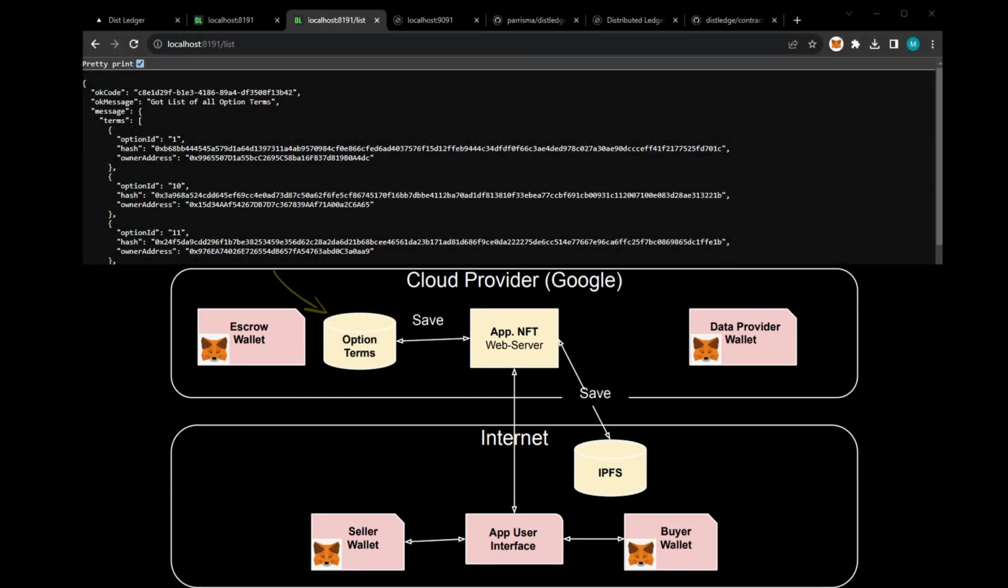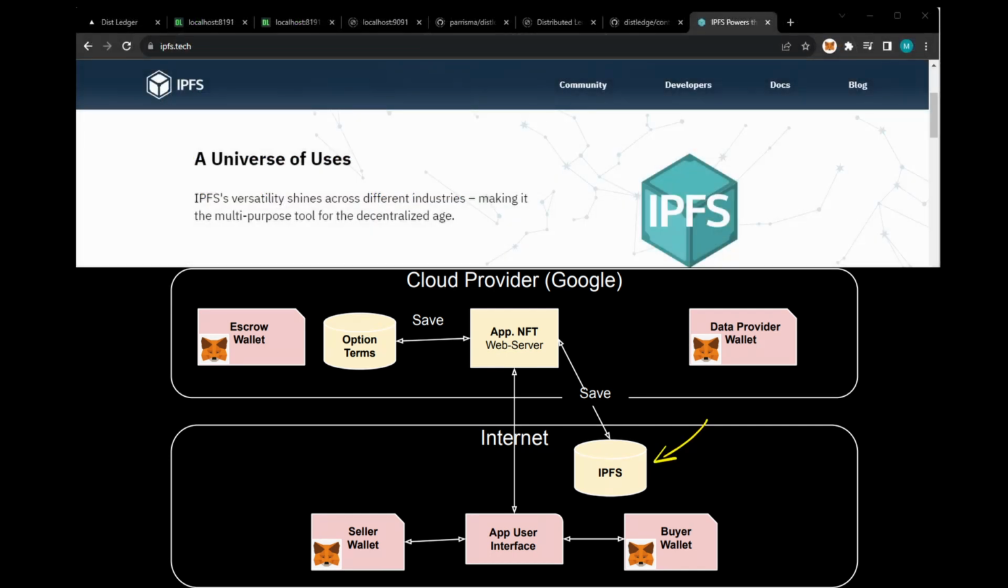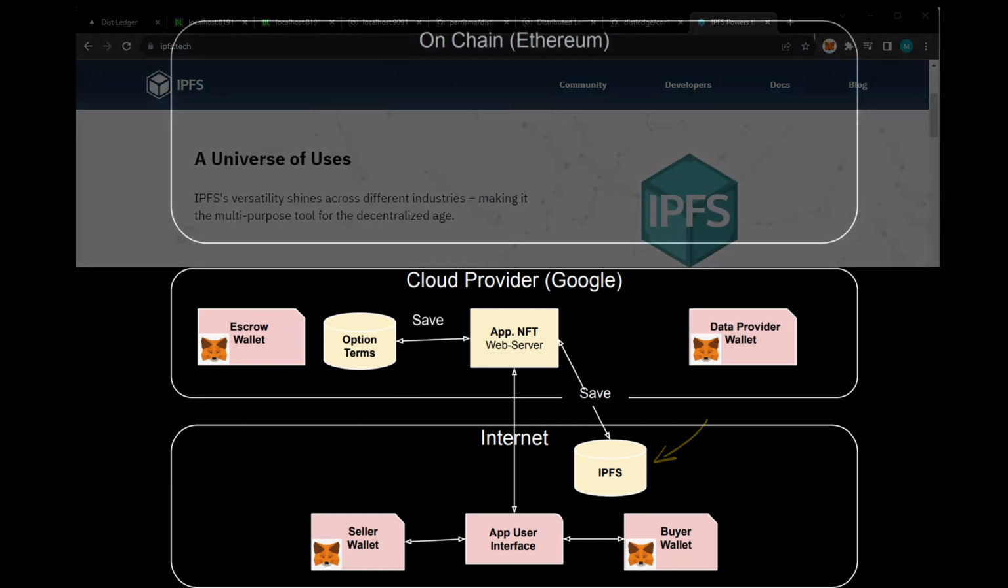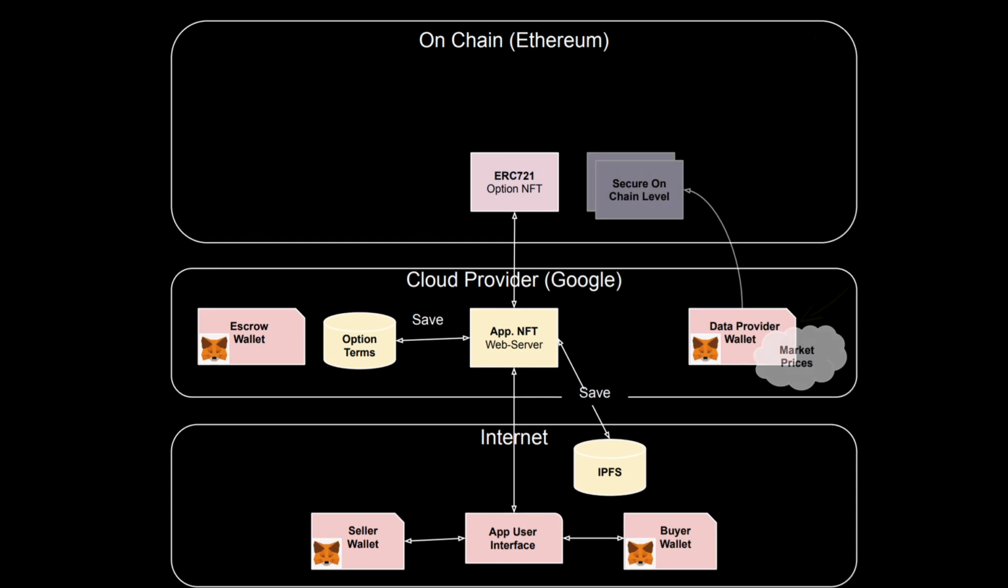The web server is responsible for storing the agreed option terms. In the spirit of decentralization, it does this using the Interplanetary File System, or IPFS. The web server is also responsible for creating, or minting, a new NFT for each new set of option terms. To value the contracts, we need some market prices. So, the data provider wallet digitally signs them and injects them as updates available via secure smart contracts.